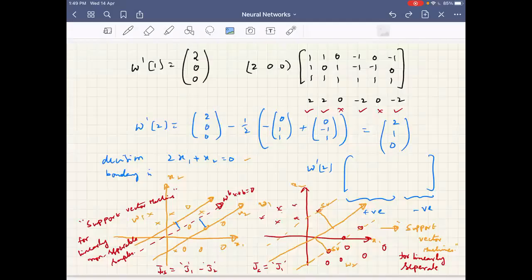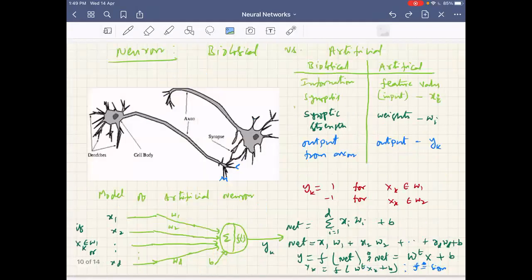So in the last class, we have seen that a biological neuron has neurotransmitter substances that are transmitted from each of several neurons to the neuron under consideration. These neurotransmitter inputs come as information from different neurons to the neuron under consideration. This information is similar to the feature inputs that we have.